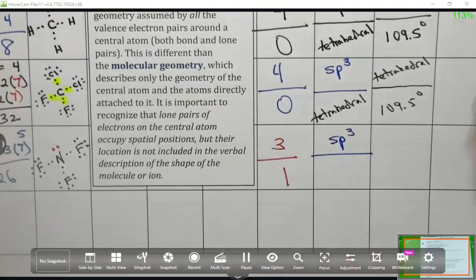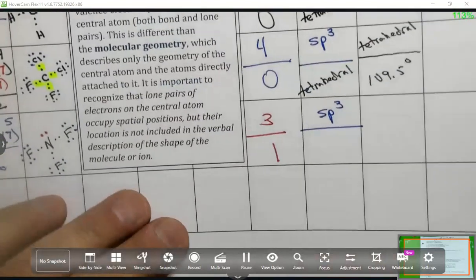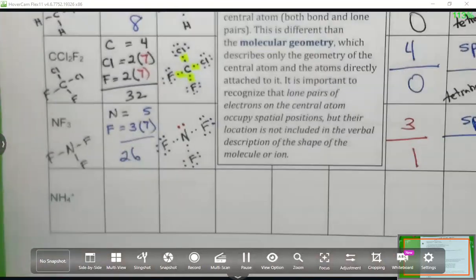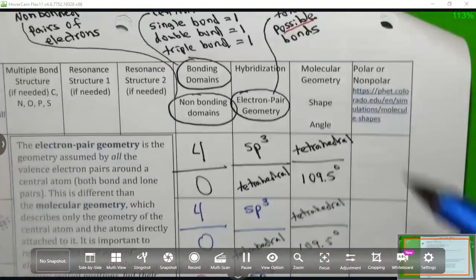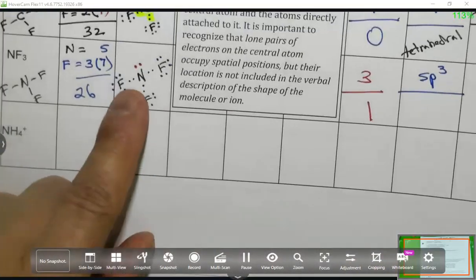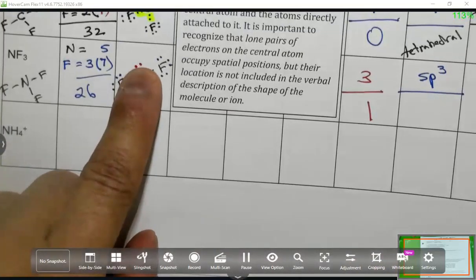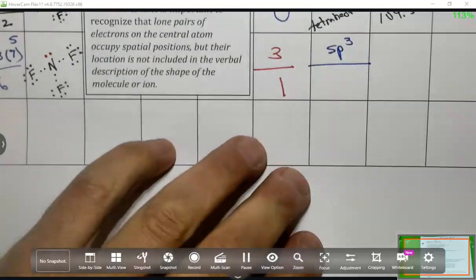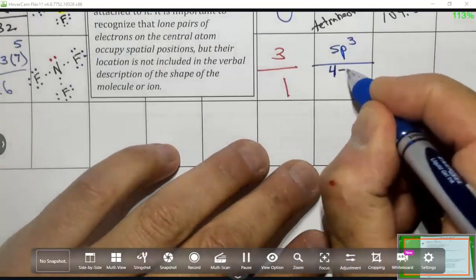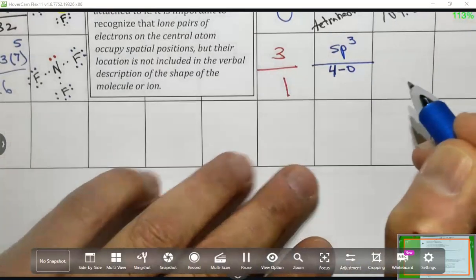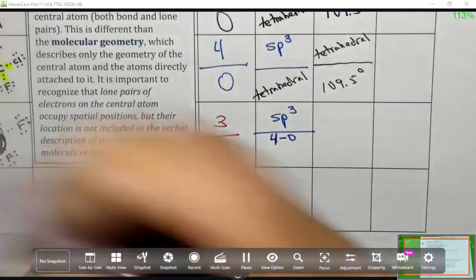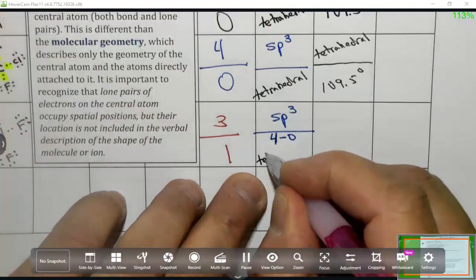Now, how many possible bonds could I have? My electron pair geometry does total possible bonds. I could have a 4th bond there, correct? So my electron pair geometry is a 4-0. So my electron pair geometry is tetrahedral.